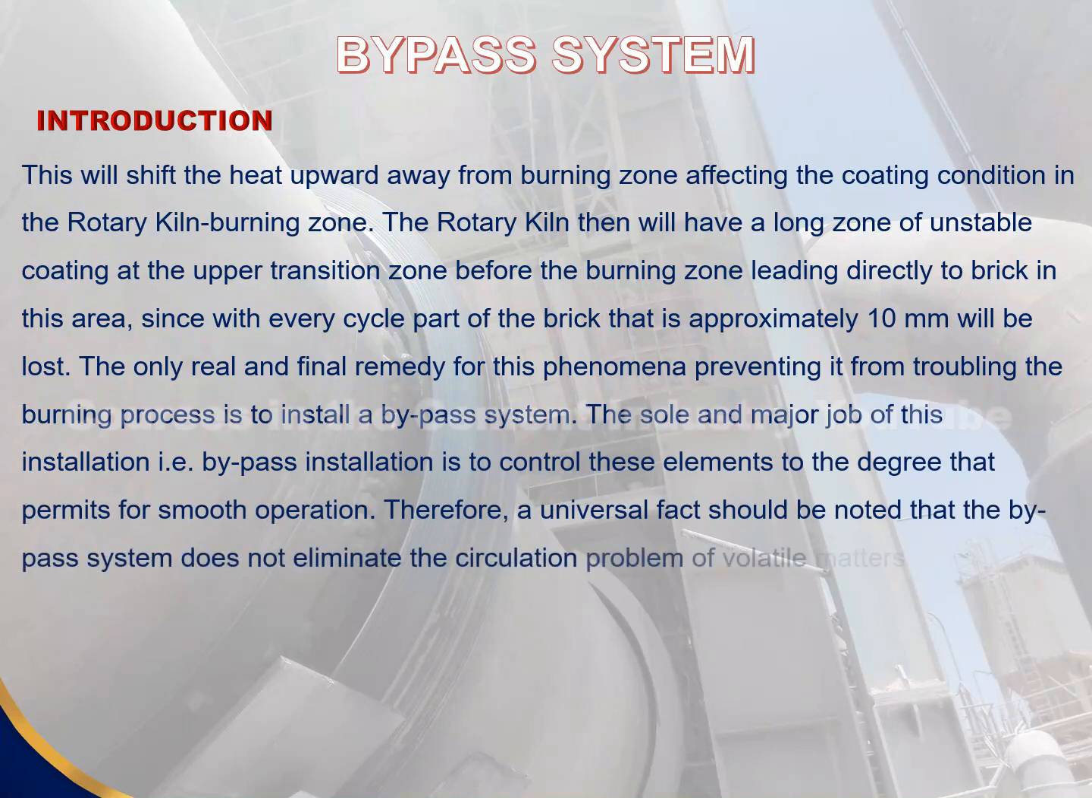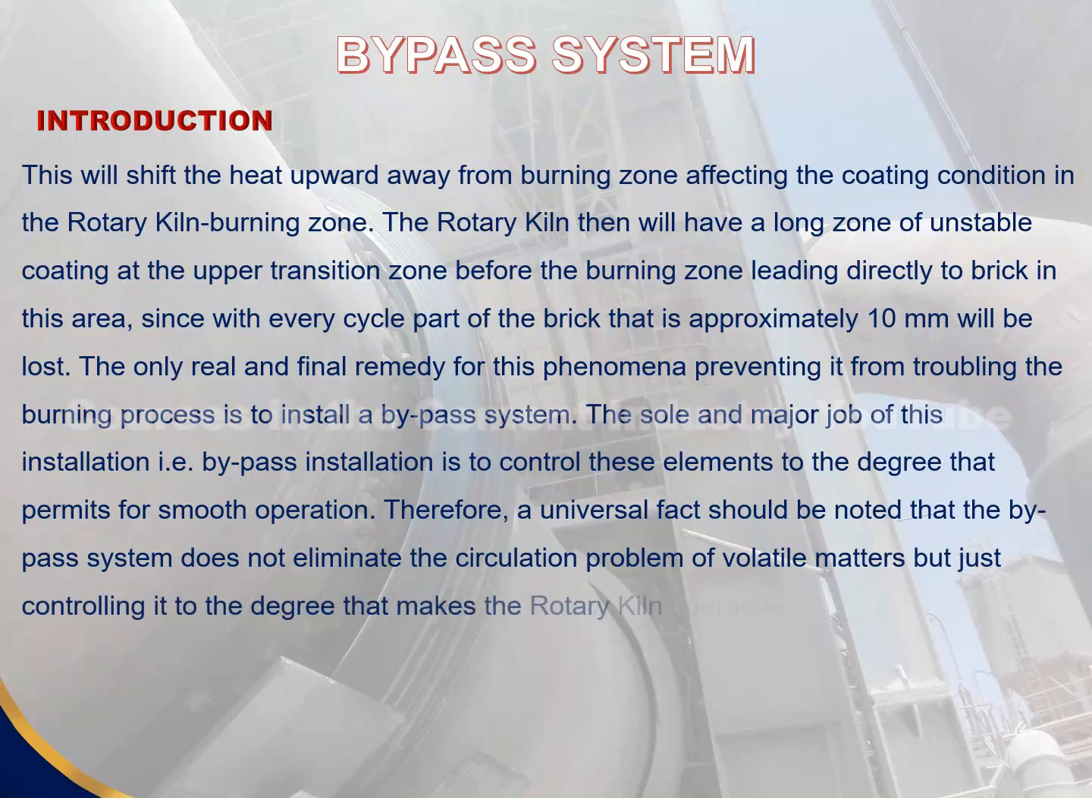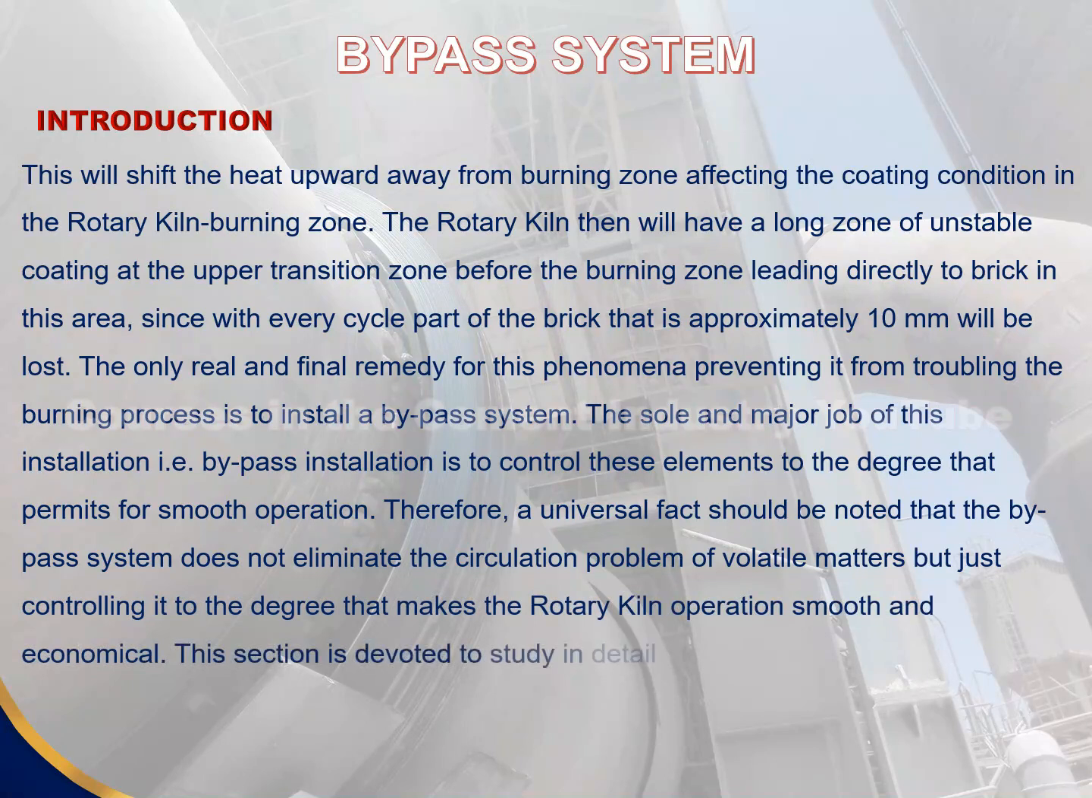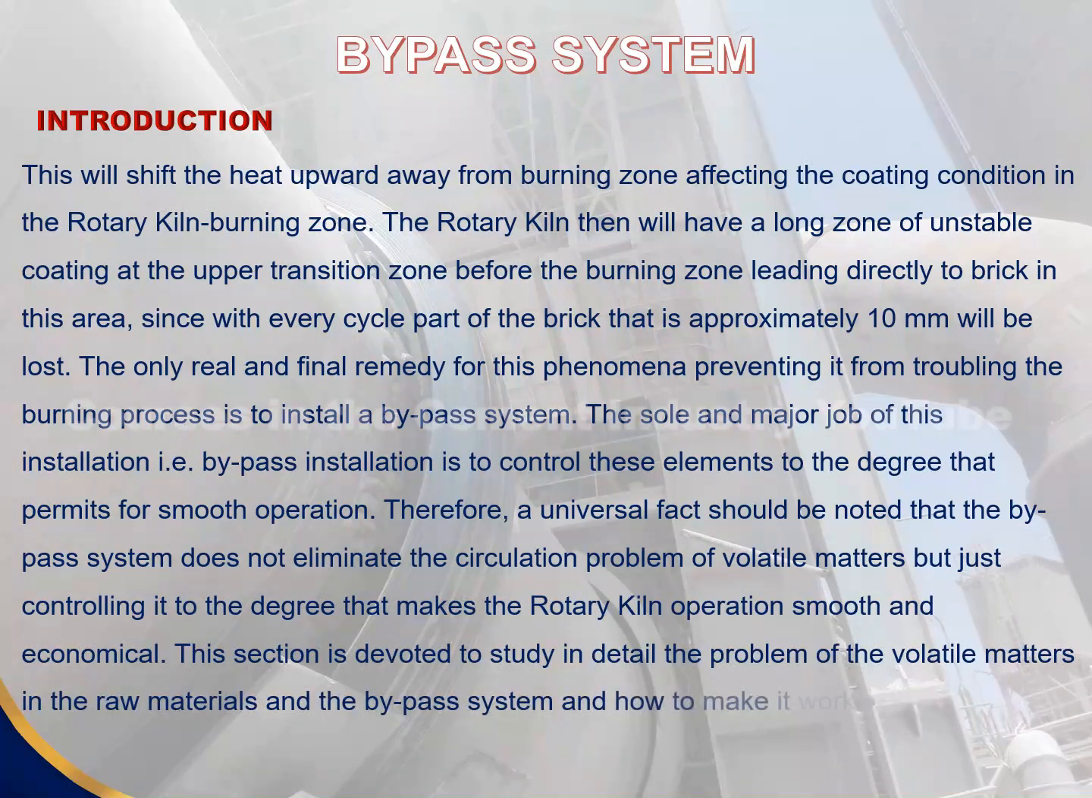Therefore, a universal fact should be noted, that the bypass system does not eliminate the circulation problem of volatile matters, but just controls it to the degree that makes the rotary kiln operation smooth and economical. This section is devoted to studying in detail the problem of the volatile matters in the raw materials, and the bypass system and how to make it work smoothly.